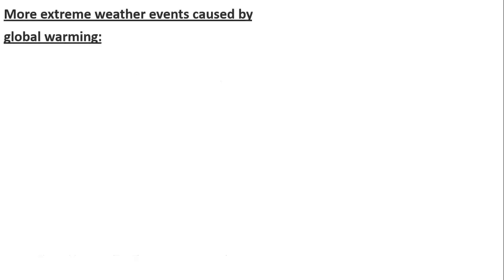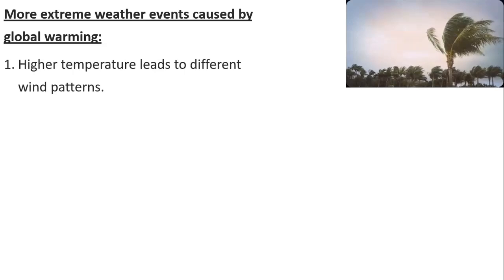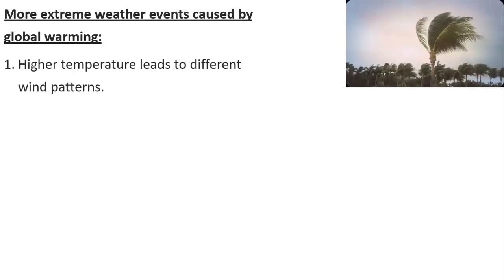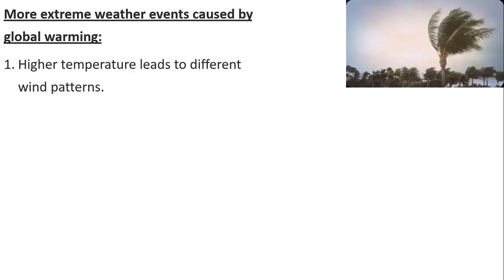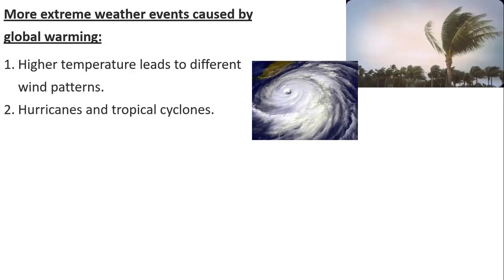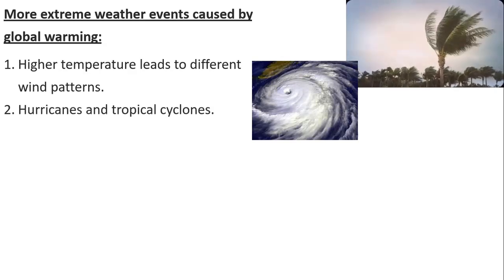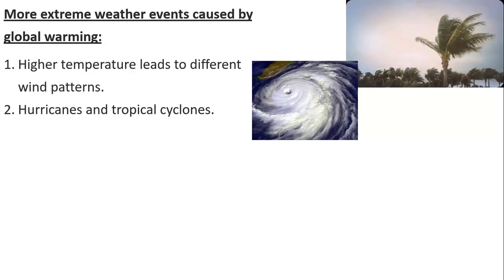More extreme weather events can be caused by global warming. Like what? High temperature will lead to different patterns of wind. So sometimes wind now is unpredictable because of the changes of the weather, the dramatic sudden changes of the weather. Hurricanes and tropical cyclones. This is what you see here, and they can destroy full cities.